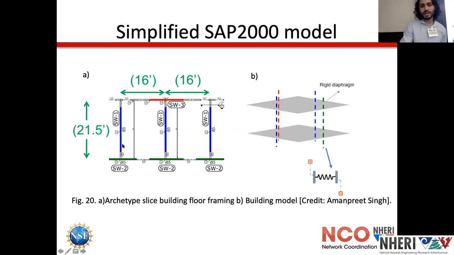So basically we divided the shear walls in different colors. We're going to condense these three shear walls into one shear wall and these three blue shear walls into two shear walls. These shear walls are going to be modeled as springs, and the floors and the roof of the building are going to be modeled as a rigid diaphragm.